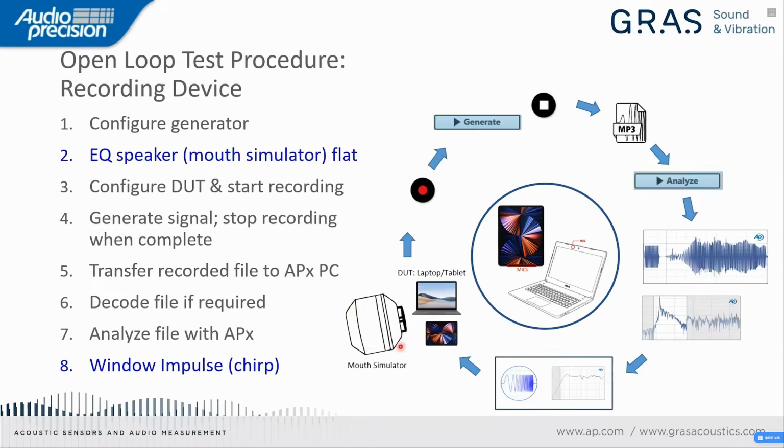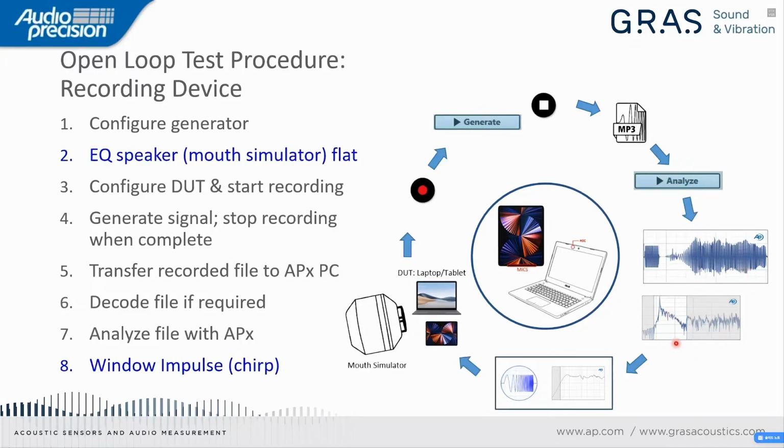We are going to use a mouth simulator for this test, and remember, we have to equalize the mouth simulator so it has a flat frequency response before starting the test. Then we configure the DUT and start the recording. We go to the analyzer, we generate the signal, and then stop recording when the signal is complete. Then we transfer the file that is recorded into the PC or tablet to the analyzer, and then we analyze the signal in the APx500 software.